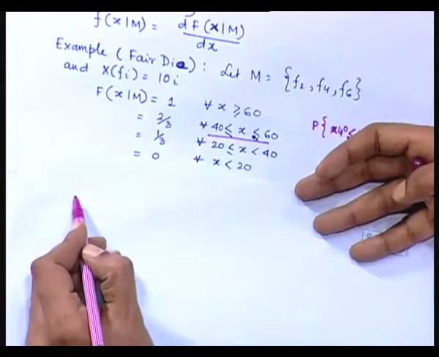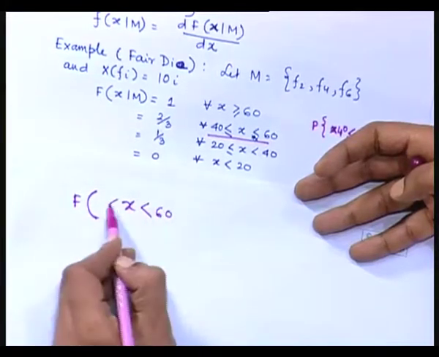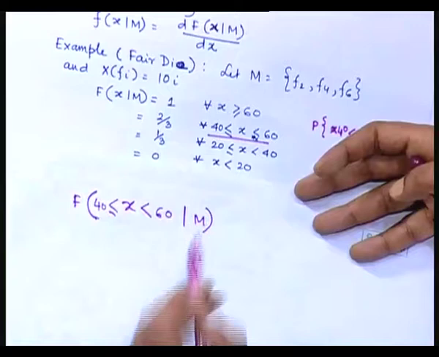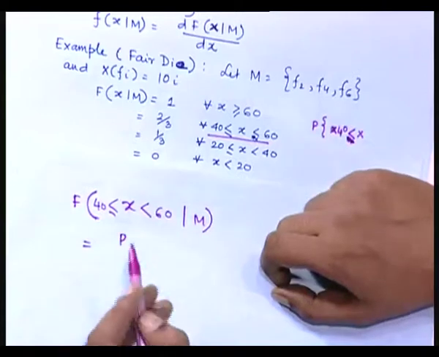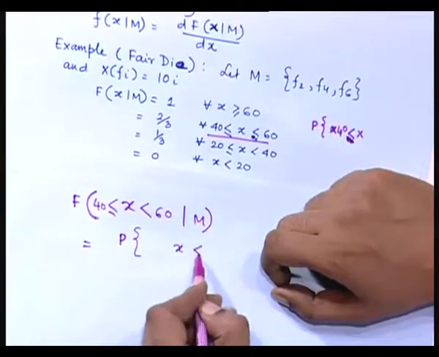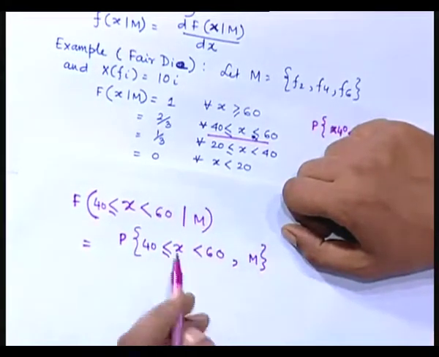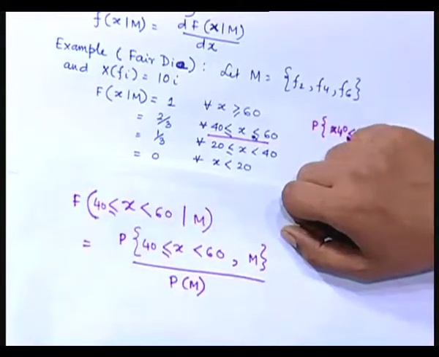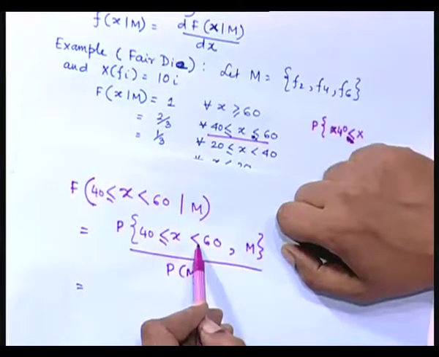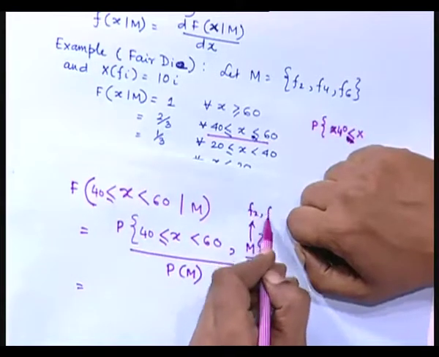So what is this? We want to determine if x less than 60 greater than or equal to 40 given m. This is my problem. Okay. So that is equal to probability that x less than 60 greater than or equal to 40 and m given by probability of m. This is my definition. So now what is the probability that x is less than 60 and greater than or equal to 40 given that m is f2, f4 and f6?